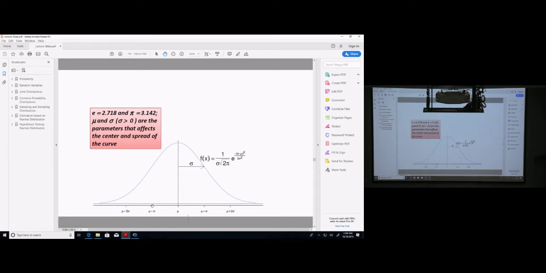The area between mu minus sigma and mu plus sigma, meaning the area within 1 standard deviation, is 68.3%, all right? So almost 2/3 of the area lies within 1 standard deviation around the mean. And how about 2 standard deviations? It is almost 95%.